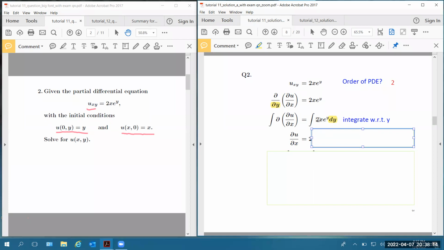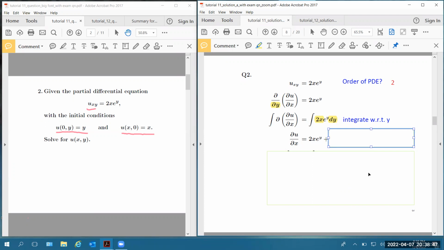What about your 2x here? Your 2x here will just be a constant. Consider it as a constant, so of course you will get 2x. Then your e to the power y, you integrate, and of course you will just get e to the power y. So this one integrate will give you this. This is called finishing the integration.